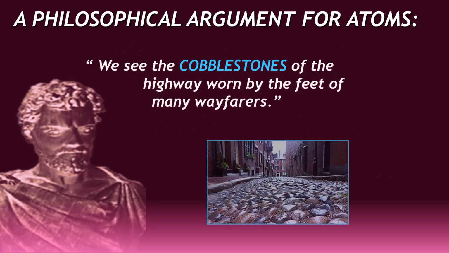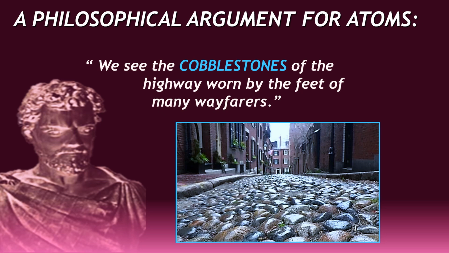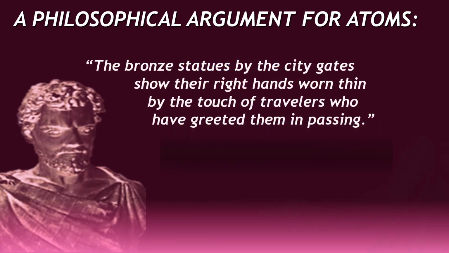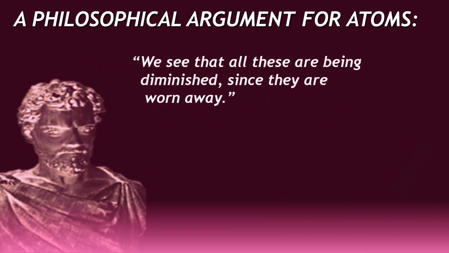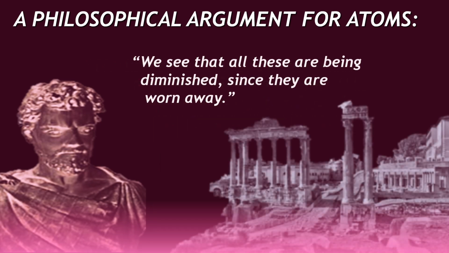Lucretius says, "We see the cobblestones of the highway worn by the feet of many wayfarers. The bronze statues by the city gates show their right hands worn thin by the touch of travelers who have greeted them in passing," right? The cobblestones wear smooth. The hands of the bronze statue, they would get worn smooth. In fact, Lucretius goes on to say that pretty much everything is being diminished in this way. Everything is being worn away.